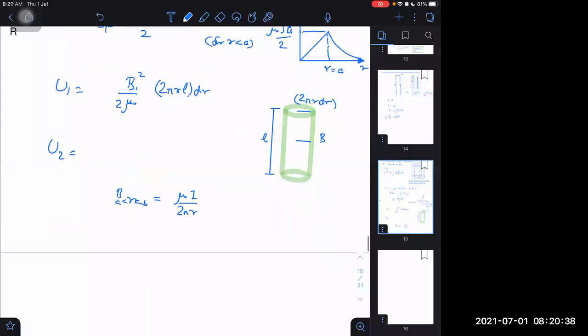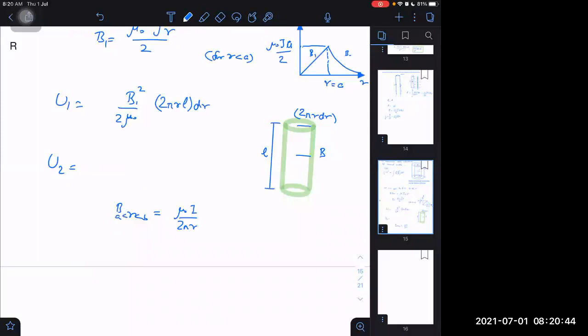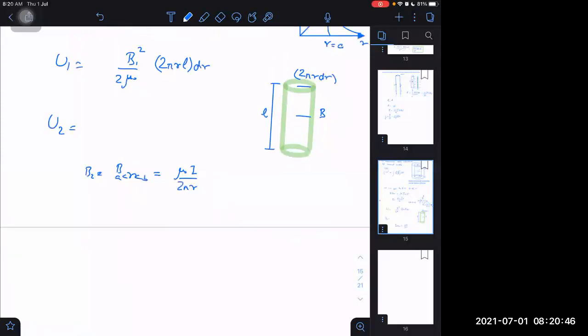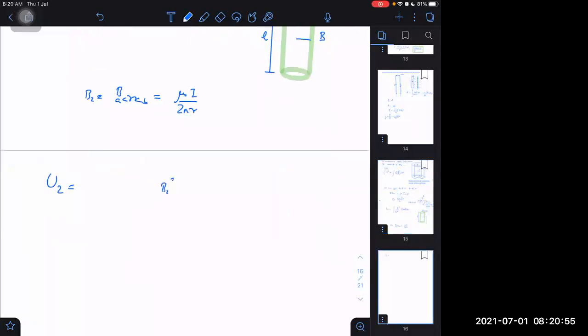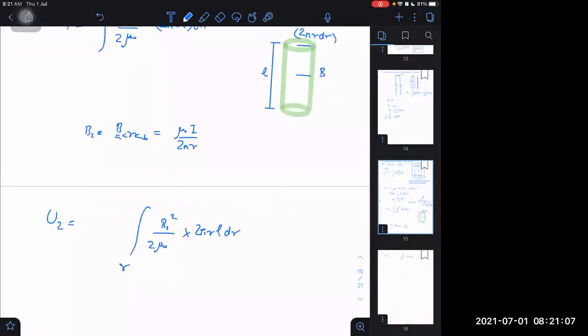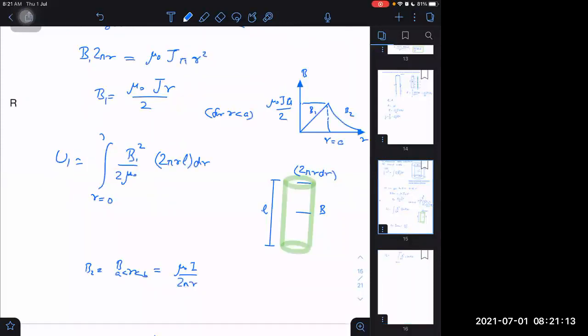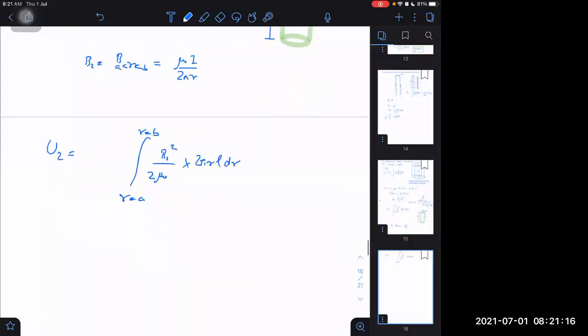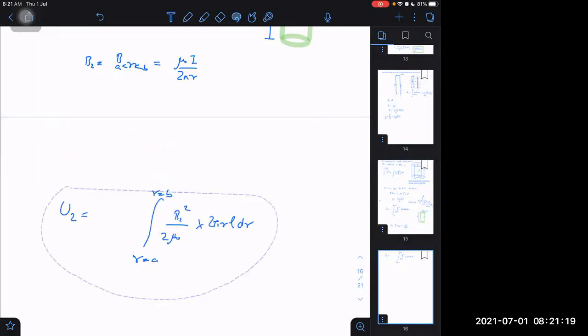And what is in this? It is taking B1 and this I'm taking as B2. This is B2. What is U2? U2 will be B2 square by 2 mu naught into 2 pi R L into dr. Limits: R varies from A to R equal to B. Here limits: R varies from 0 to R equal to A. These are the difference of the limits. Now do these integrations, and from there we will be getting the total energy.